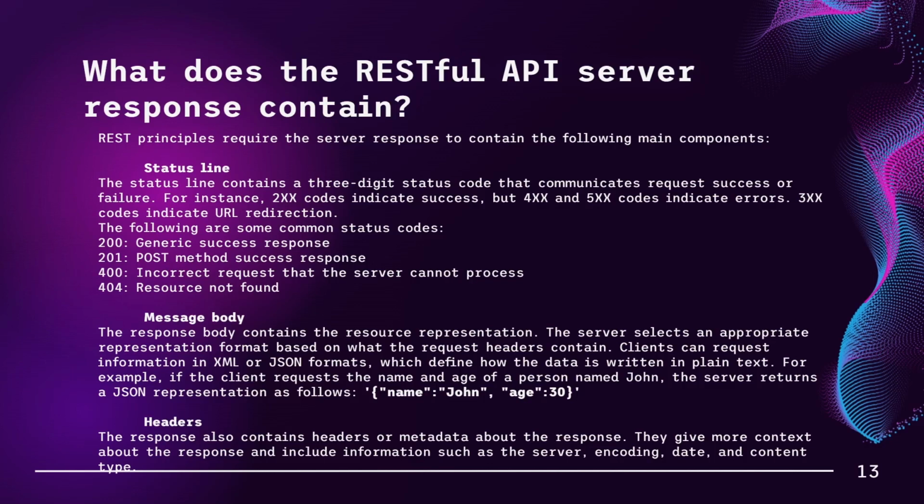The following are some common status codes that you will encounter. The first one is 200, which is a generic success response. 201 is the POST method success response. 400 is an incorrect request that the server cannot process. 404 is very common, right? Because it's a resource not found.